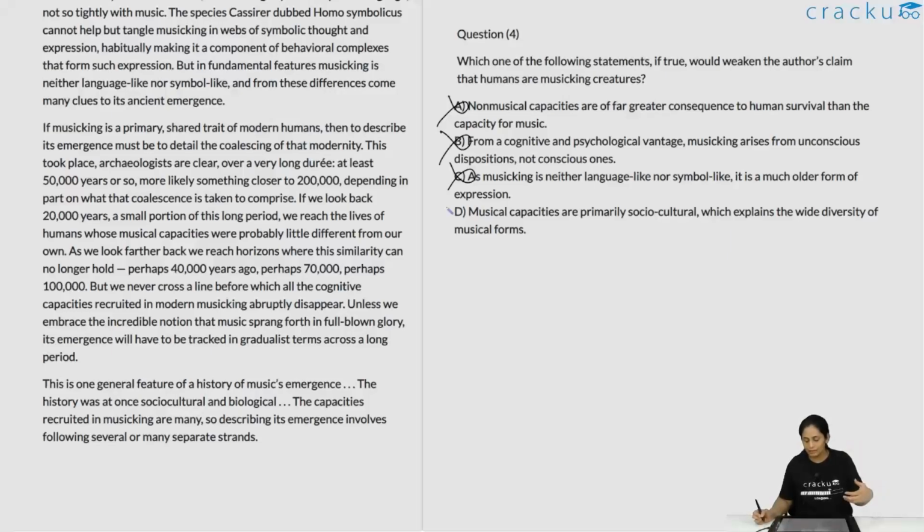Musical capacities are primarily socio-cultural, which explains the wide diversity of musical forms. Now, if this is the case that musical capacity is socio-cultural, that means musical capacity is not unique.